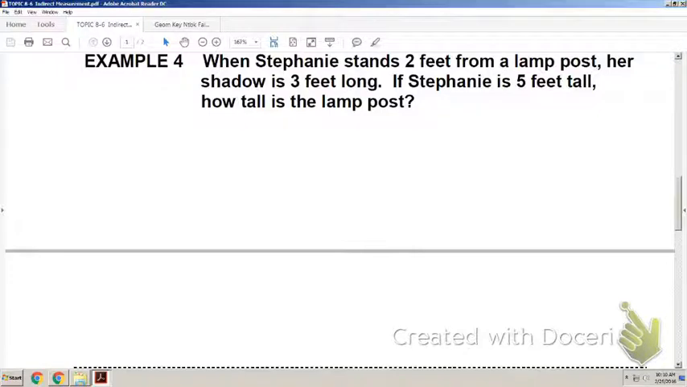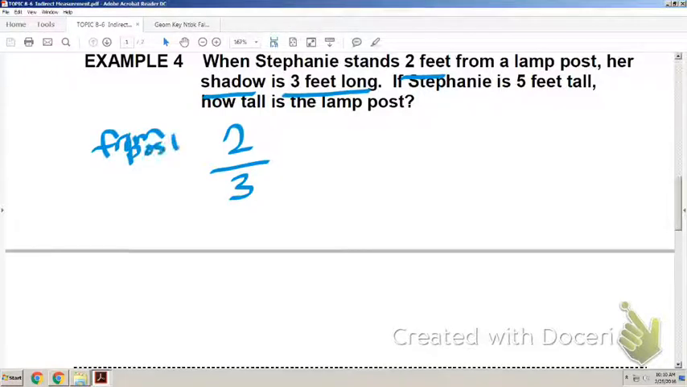So when Stephanie stands 2 feet from a lamppost, her shadow is 3 feet long. So that's what I'm going to use for my first ratio, 2/3. Now, I'm going to put the words in front to help me set up my second ratio. So she's 2 feet from the lamppost. So I'm just going to put from post. And this is her shadow. So that's how I'm going to set up my proportion.